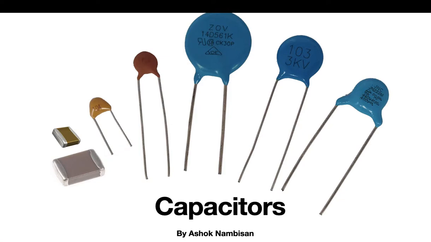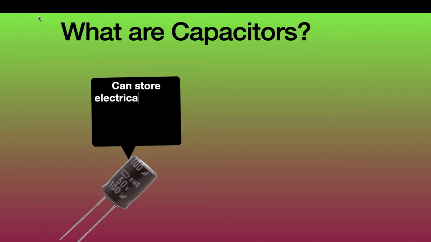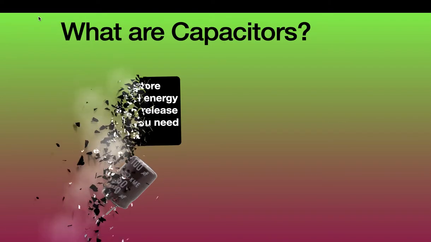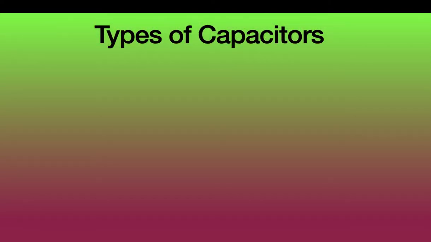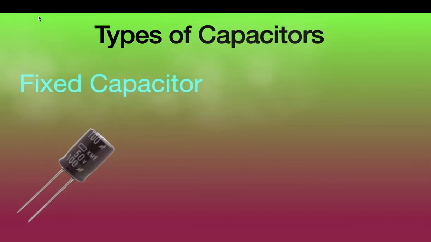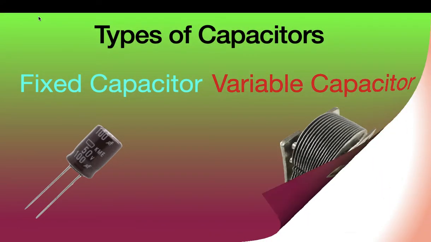So today we're going to talk about capacitors. So what are capacitors? Well, capacitors are electrical components in a circuit that can store electrical energy and then release it when you need it in the circuit. We have two major types of capacitors: fixed capacitors and variable capacitors, and we'll be talking about both in the next few slides.